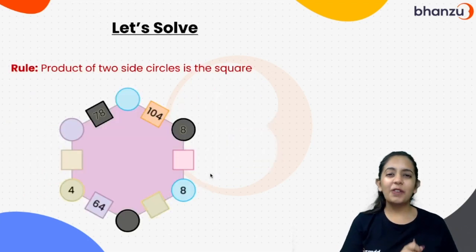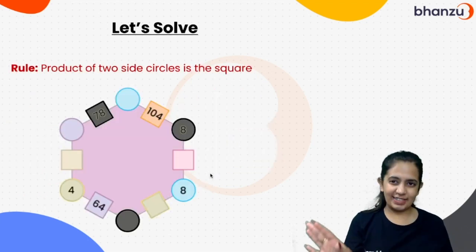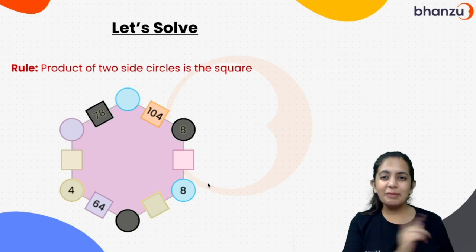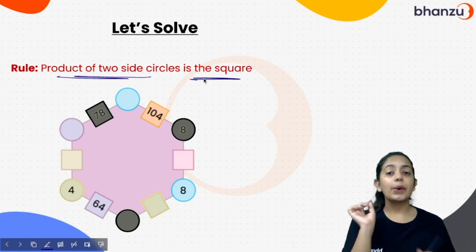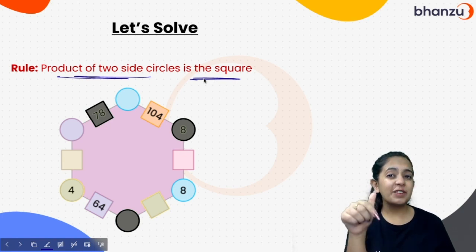Okay, now moving on to the magic hexagon. And what happens in the magic hexagon? The product of two side circles is equal to the square. Now what do you have to do here? Pause the video, try this question on your own.